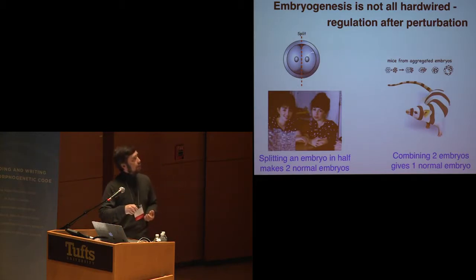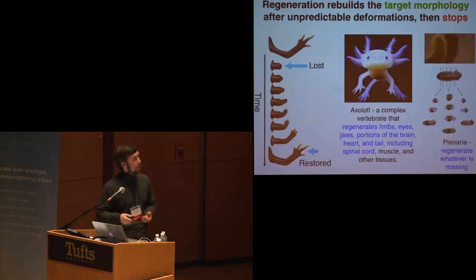So we know that we can split or actually join embryos of some species, and what you get are perfectly normal, in this case, monozygotic twins or slightly larger mice. So this is a system that can make up for pretty drastic early deformations. During adulthood, here are these planaria. They can regenerate from any kind of cut. So any cut you make, the fragments will restore exactly what's missing.